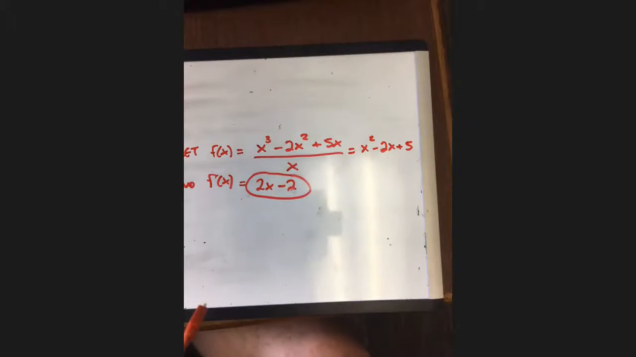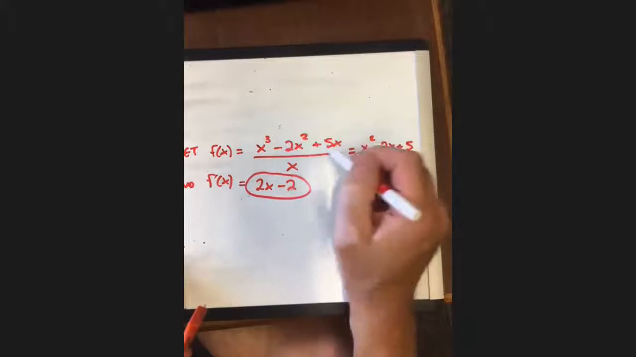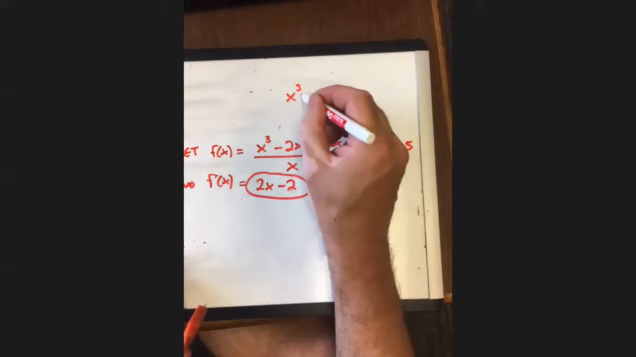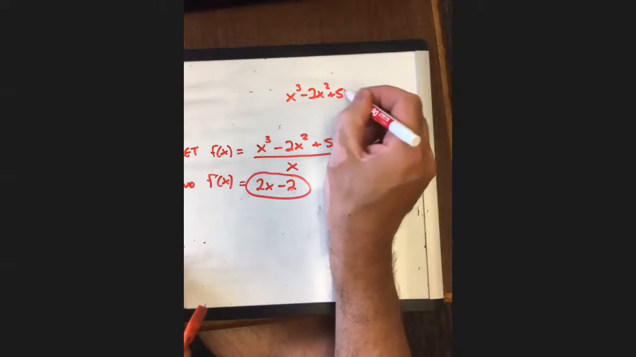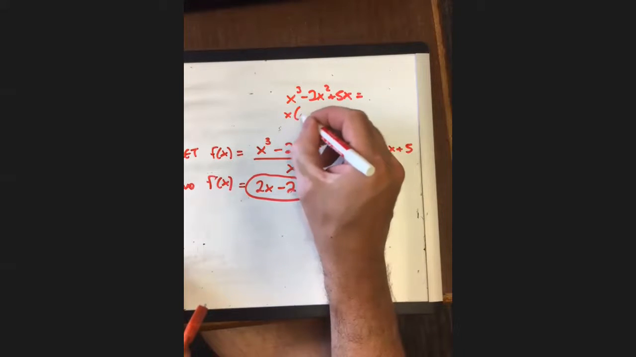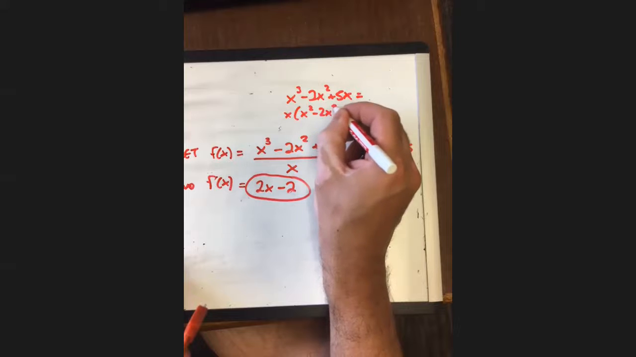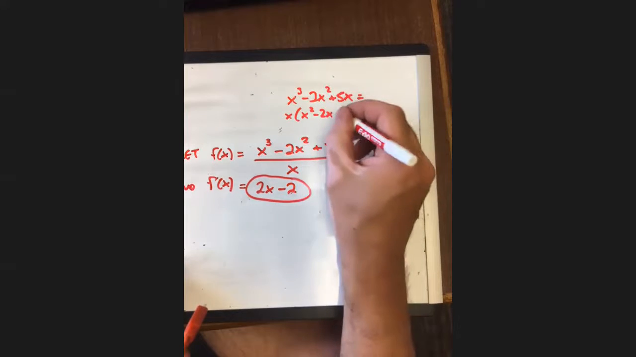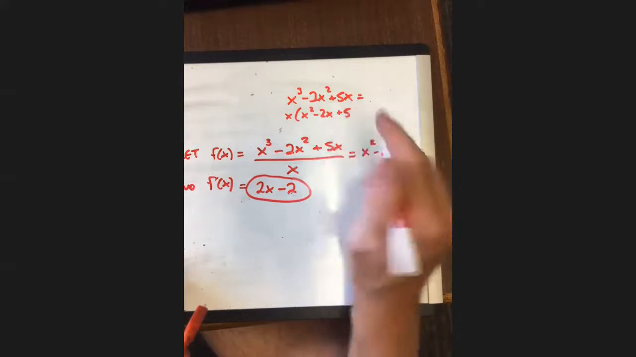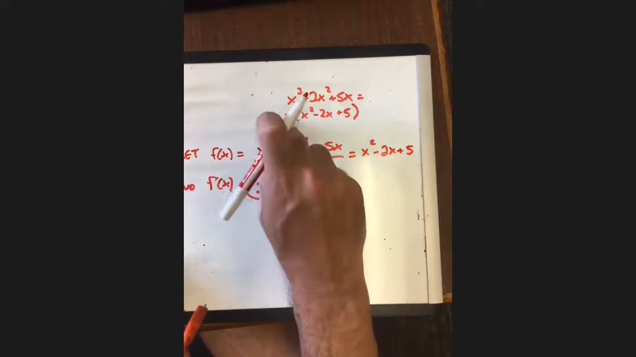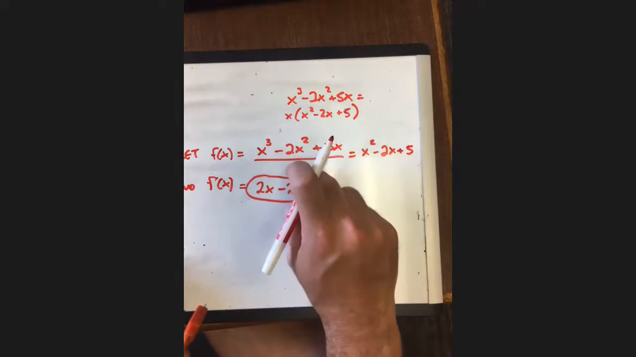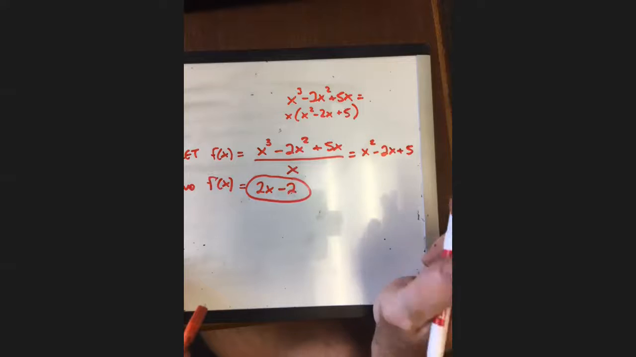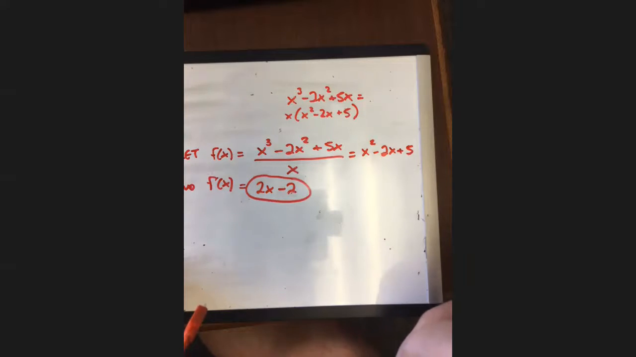The reason I'm able to do it here, I guess I could have shown a few more steps: x cubed minus 2x squared plus 5x. Well, that's the same as x times (x squared minus 2x plus 5). Right? And if I have a factor of x in the numerator and a factor of x in the denominator, that's where I can cancel. You can't just cross out x's, but you guys probably know that already. And yet it's a really common error, even way up beyond calculus.